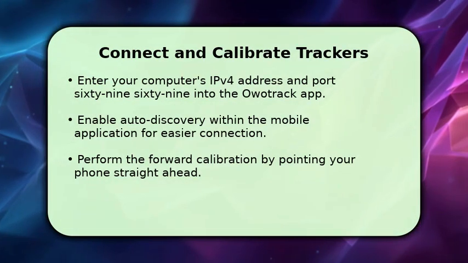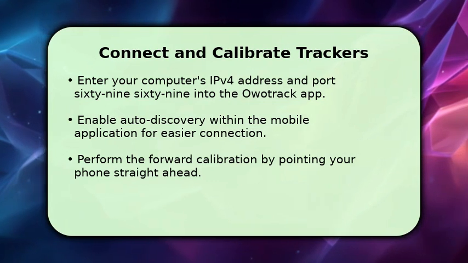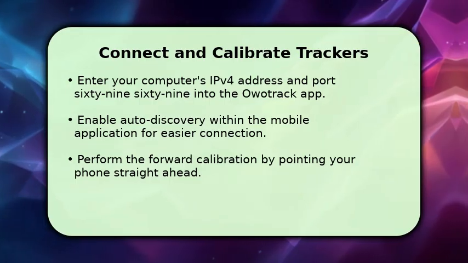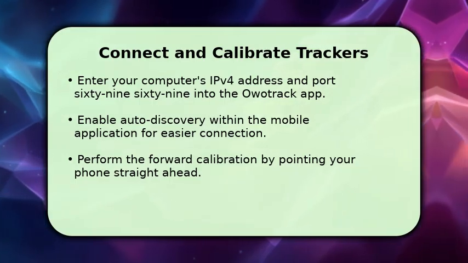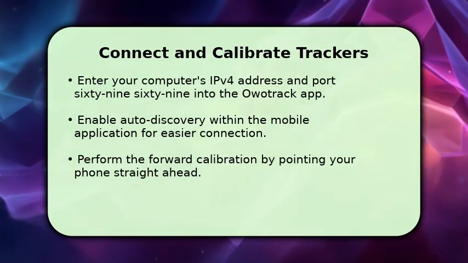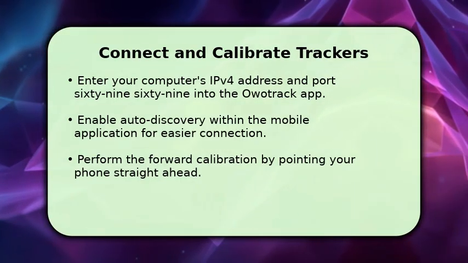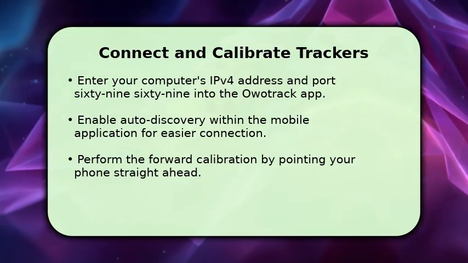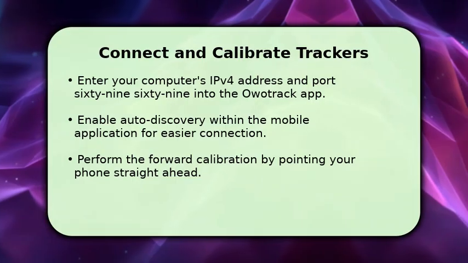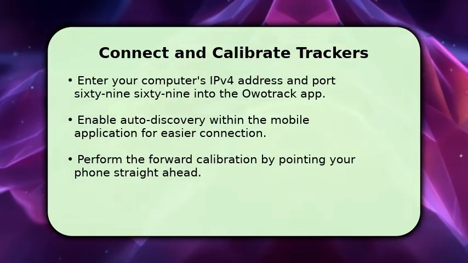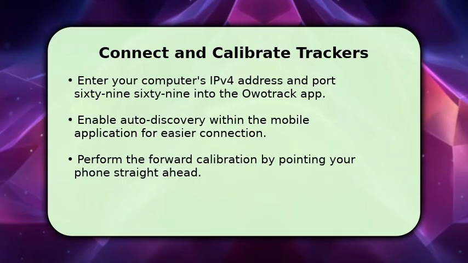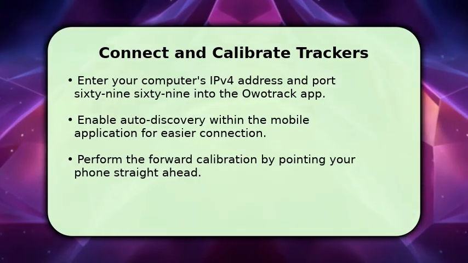Now, let's connect and calibrate your trackers. On your phone's OWOTrack app, input your computer's IP4 address and the port number, which is typically 6969. Enabling auto-discovery can also simplify the connection process. For calibration, first point your phone straight forward and perform the forward calibration. Then, place your phone upright with the screen facing you to complete the down calibration. This two-step process helps establish accurate tracking orientation.